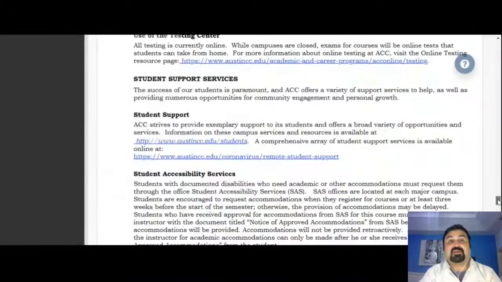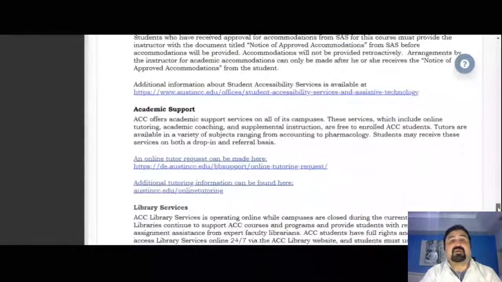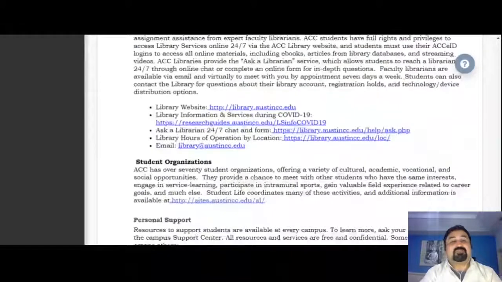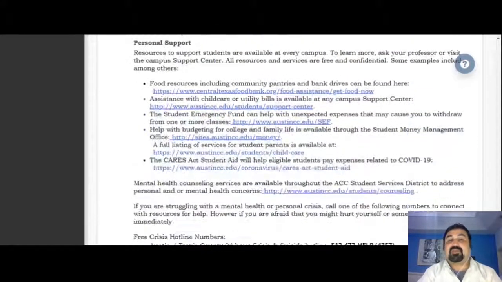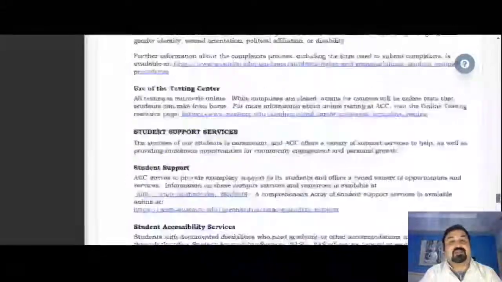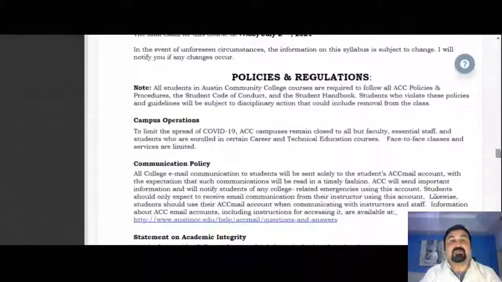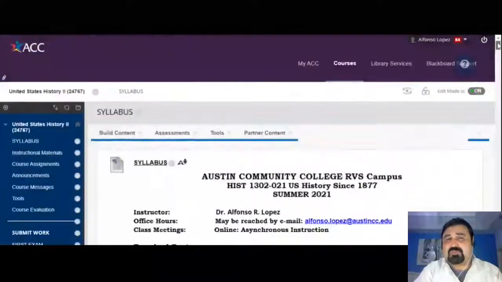So student support services, student accessibility services as well, academic support, library services, everything you need to know, in case you need information, assistance, support, you name it. Everything is there. Again, numbers, links, specific names, everything for you to receive proper information and guidance and help if you ever need it. So this is pretty much what the course is going to be about.